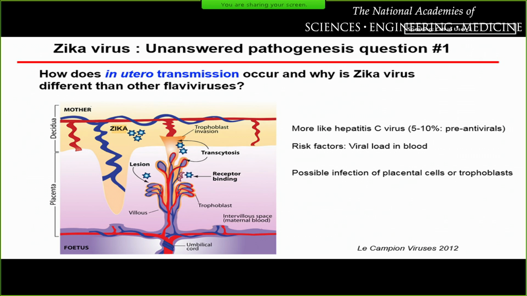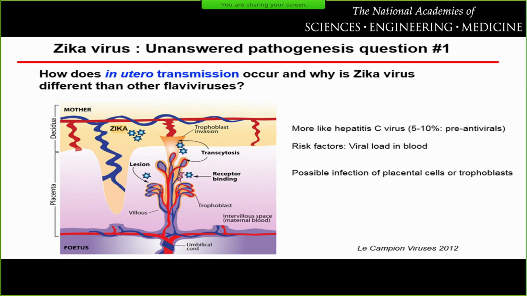So let me review what I think are the main unanswered questions that we have. How does in utero transmission occur, and why is Zika virus different than other flaviviruses? So unlike Zika virus, we've really not heard about microcephaly or other congenital malformations with dengue or West Nile virus, even though for dengue, certainly we have hundreds of millions of infections per year. So why is Zika virus different?